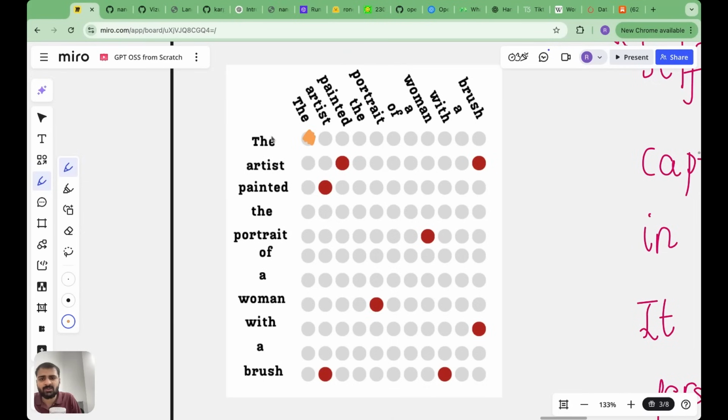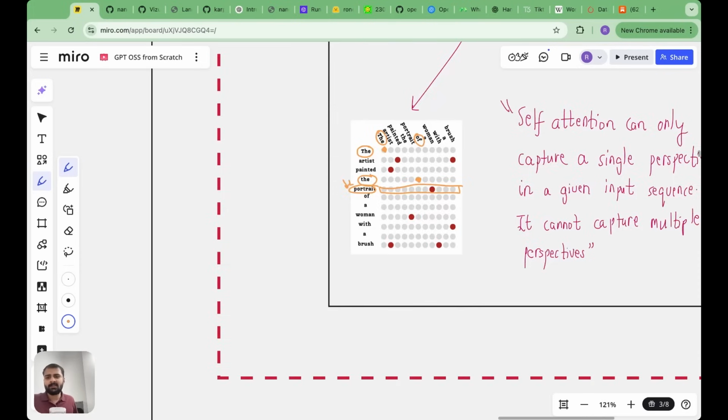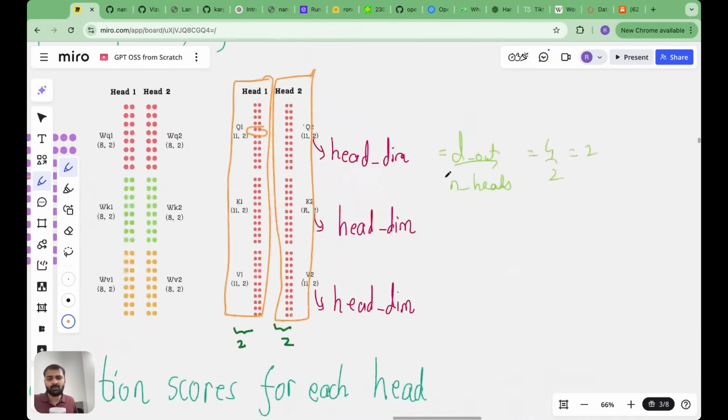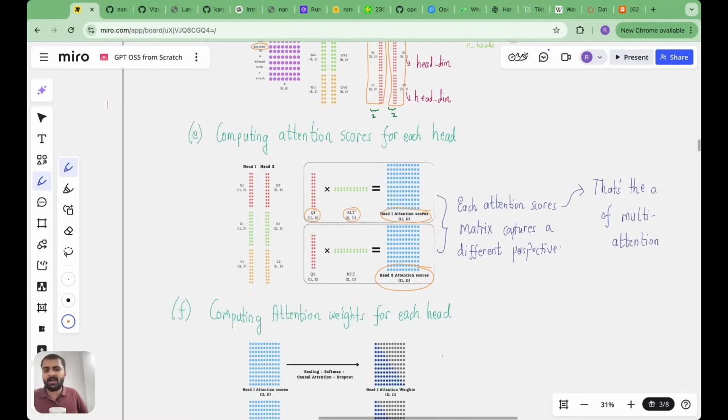This element gives me an attention score between the and the. This element gives me an attention score between the and of. If I want to look at the portrait and the attention scores between portrait and all the other keys, I just look at this row. So this is exactly what I wanted. I have now got a matrix which gives me, when I look at one token, how much attention needs to be given to all the other tokens surrounding it. So this matrix is called the attention scores matrix, and we'll get such a matrix for both the heads. What head 1 discovers in its attention scores might be different than what head 2 discovers.